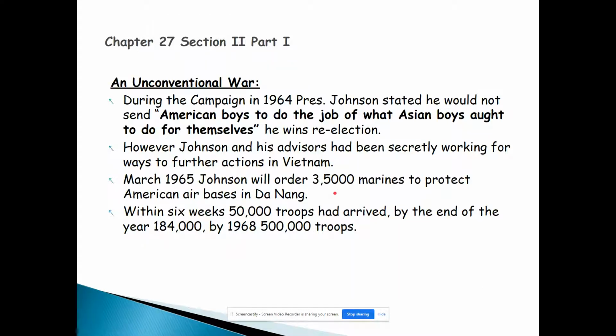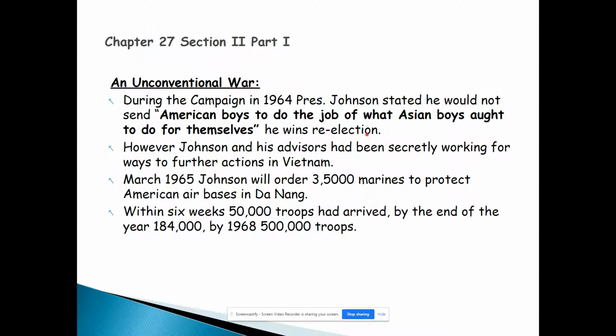At the same time, in 1964, President Johnson is up for re-election. Now he's the vice president of President Kennedy. People still loved Kennedy, so he is going to be pretty much reelected very easily in 1964. And he gives a famous statement that he's not going to send American boys to do the job of what Asian boys ought to do for themselves. Meaning, we're not going to get involved in Vietnam long. I'm just sending American troops there to maintain peace.